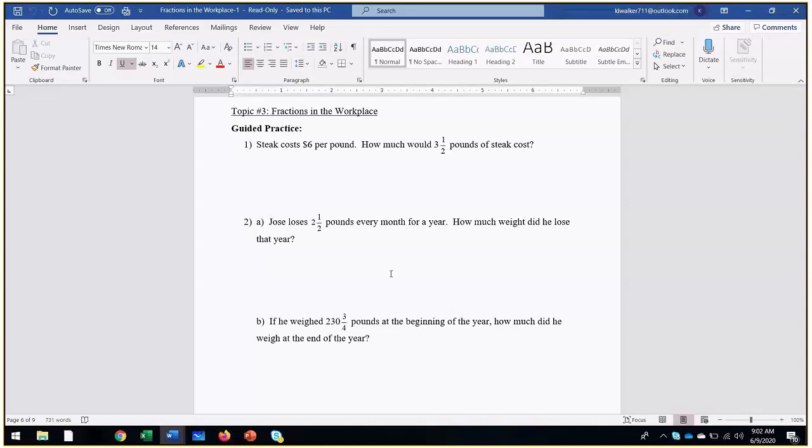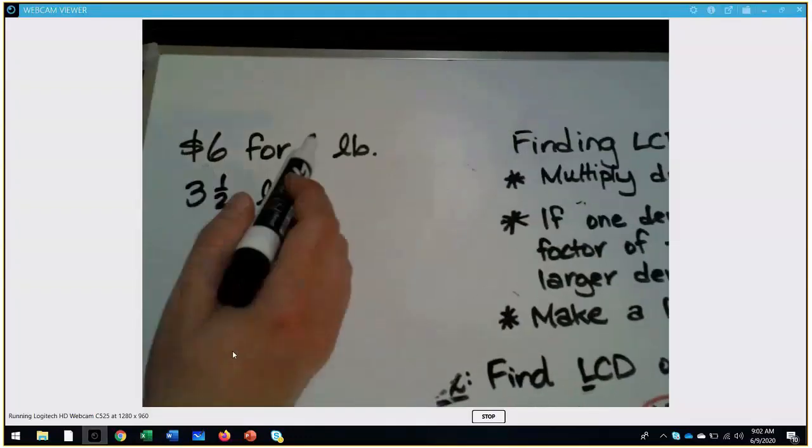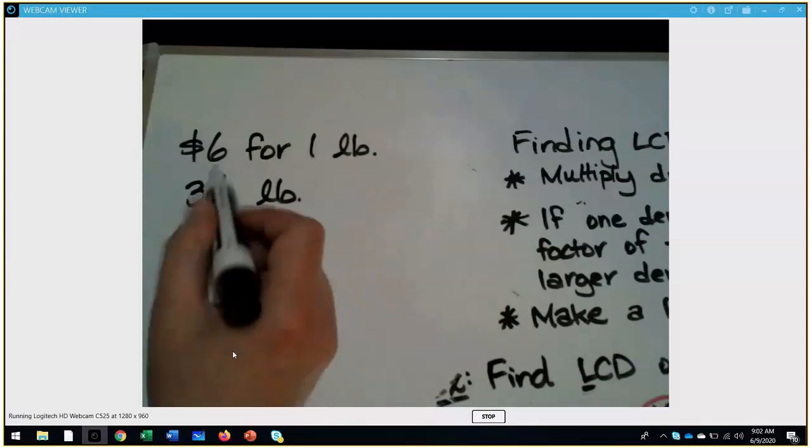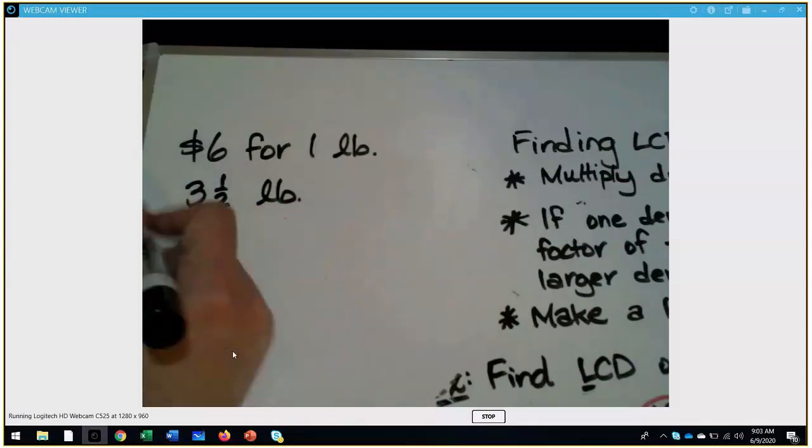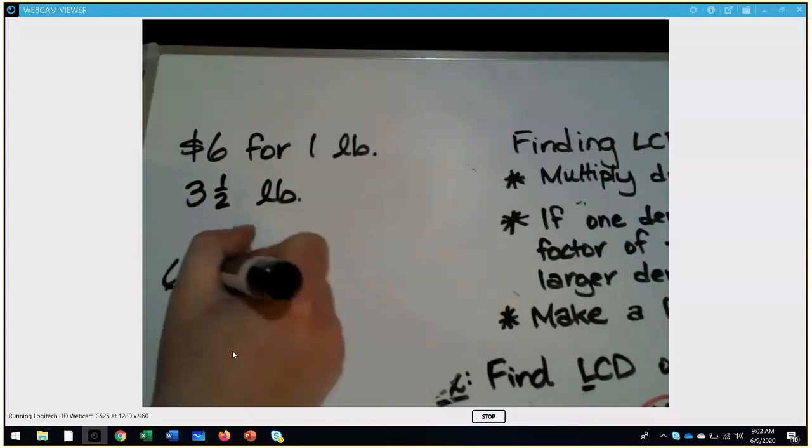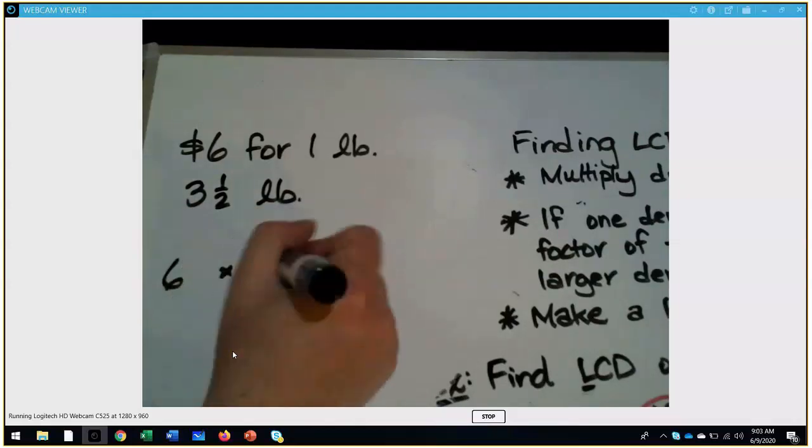So here, let's do number one. Steak costs $6 per pound. How much would 3.5 pounds of steak cost? So they're telling us it's $6 per pound, for 1 pound. Now we're buying 3.5. That would be multiplication then. If it's 6 for 1, then we need to multiply the $6 times however many we're buying. So this is going to look like 6 times 3.5.